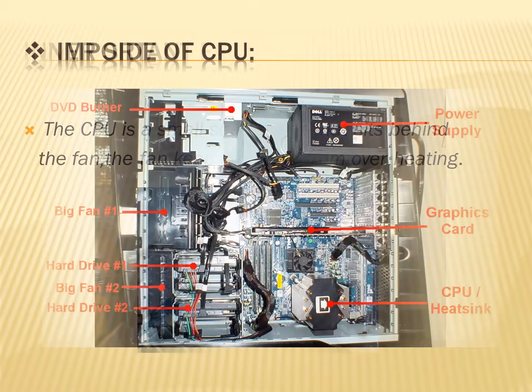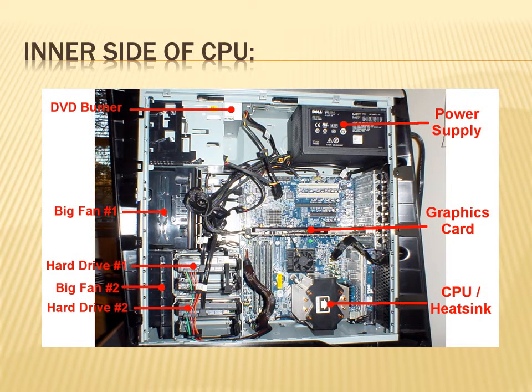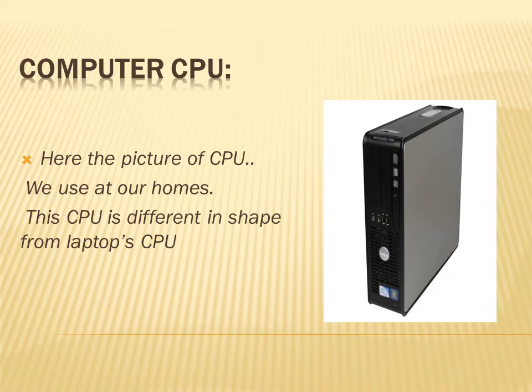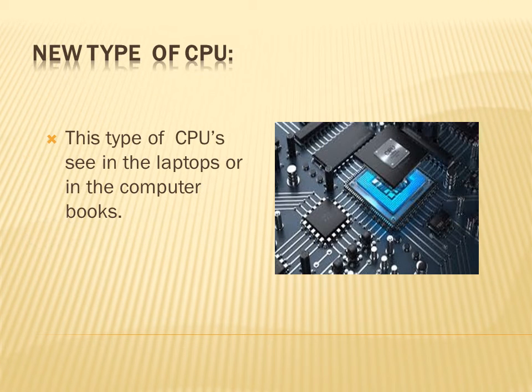So here this is the picture of the inner side of the CPU. Here the DVD burner, and this is the power supply in the CPU. And there are the functions of CPU. CPU receives information from input devices and keeps them in memory. It processes the input information. And this is the new type of CPU, like this is attached with our laptops. So this type of CPU is in the laptops or in the computers.